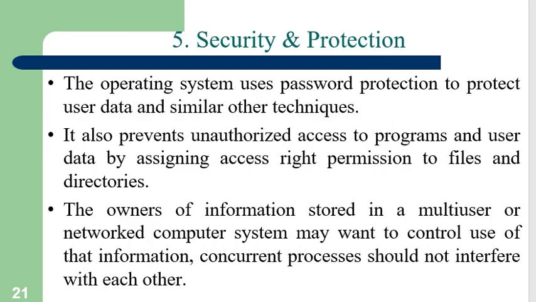And then security and protection. The operating system uses password protection to protect user data and similar other techniques. It also prevents unauthorized access to programs and user data by assigning access right permissions to files and directories. The owners of information stored in a multi-user or networked computer system may want to control use of that information. Concurrent processes should not interfere with each other.